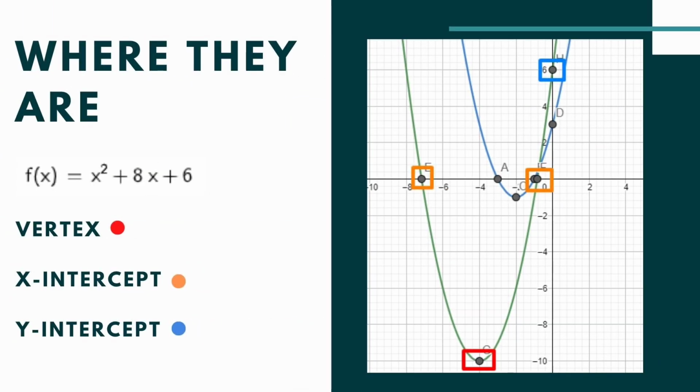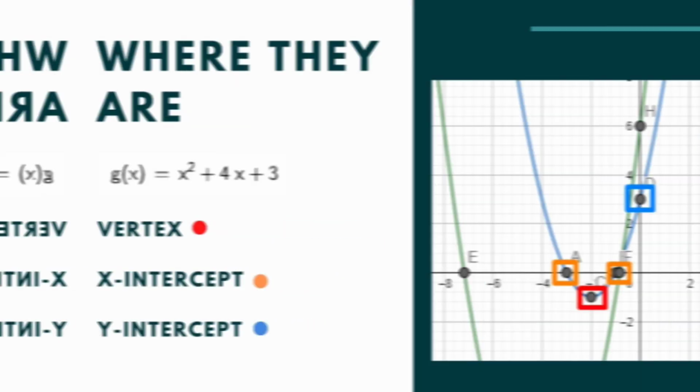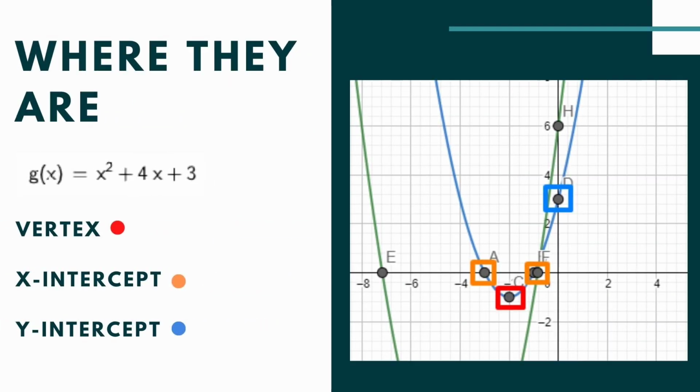As you can see, here is a screenshot of the graph with an indication of where the vertex and the x and y intercepts are located with regards to the f of x function. Vertex is red, the x-intercept is orange, and the y-intercept is blue. Their placements are based on the values we discussed earlier. Next slide would be the same, only with regards to the g of x function.